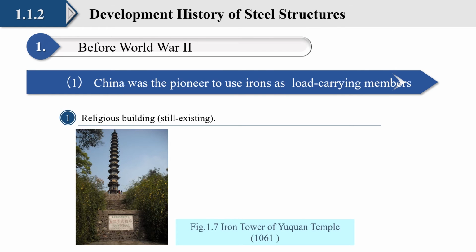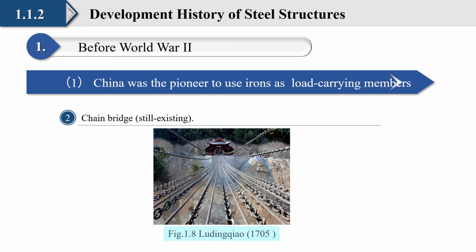Next, I will introduce the development history of steel structure. Before World War II, China was a pioneer of using iron as load-carrying members, which was used primarily in two areas. One was religious buildings, and the other was chain bridges. There are many chain bridges in China, but the oldest and most famous is Luding Bridge, constructed in 1705.